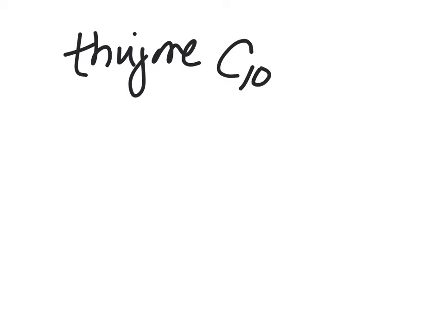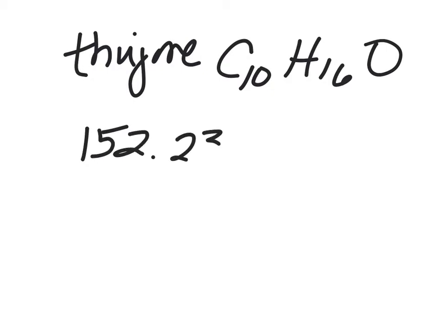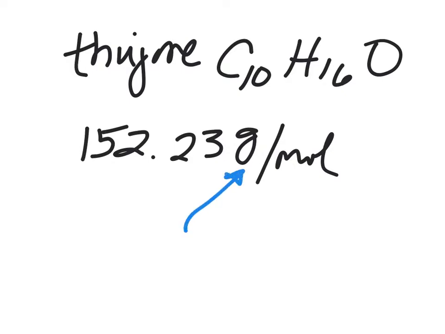The chemical formula for thujone is C10H16O. If you were to add up the molar masses of all of the atoms present in a mole of this molecule, you would get that it has a molar mass of 152.23 grams per mole. That's what's going to allow us to make the relationship between the mass that we weigh out in lab and how many moles of actual molecules are on the scale. So let's do some example calculations.